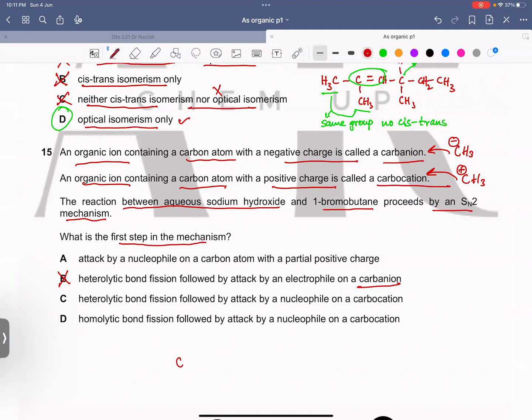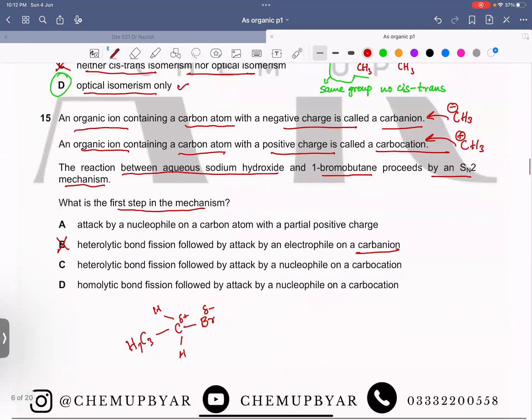SN2. Actually, if you recall, SN2 occurs with a primary one, as they have shown you 1-bromobutane, where there are 2 hydrogens, and let's suppose it's C3H7. So this carbon is partially positive and this bromine is negative. So the nucleophile, whether it's a cyanide ion or a hydroxide ion, attacks this partial positive carbon, and as a result, heterolytic breaking occurs. So D says it's homolytic breaking, which makes D wrong as well.